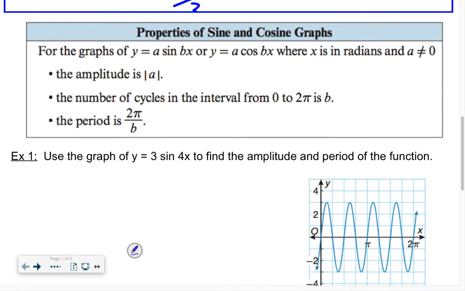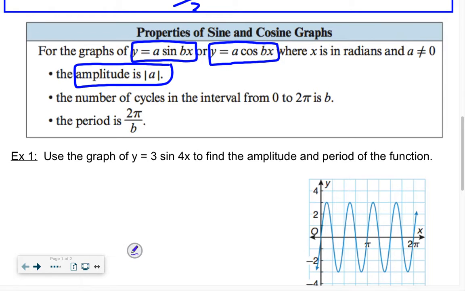Properties that go along with the sine and cosine functions, a couple of things that we need to take away. Number one is the fact that the amplitude is always going to be the absolute value of a. Notice our notation for sine and cosine. y is equal to a times the sine of bx, and y is equal to a times the cosine of bx. It's really important that you can identify your a as well as your b. And as we move on, you'll catch on to those very quickly.